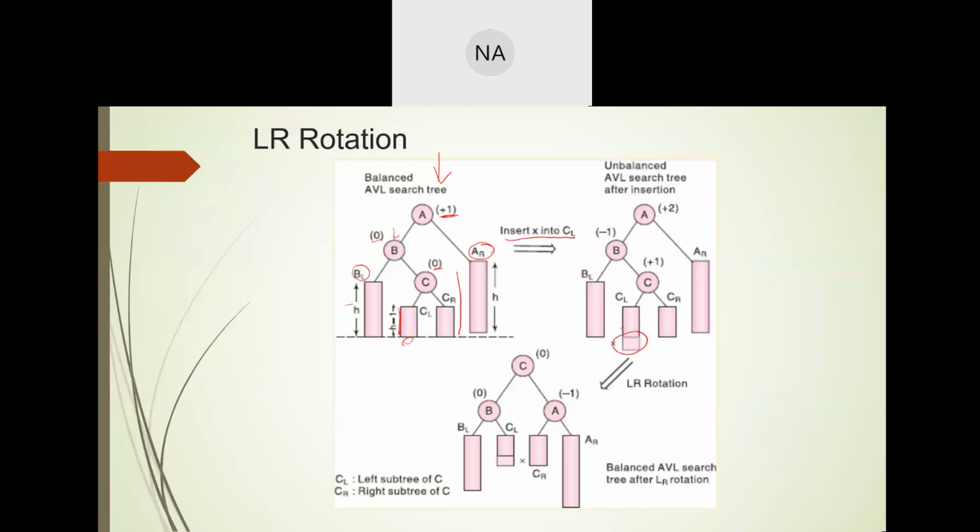So here X is inserted into CL. What is the position? First you identify node A. Node A is on the path from the inserted node to the root node, and its balance factor is not equal to -1, 0, or 1. So what is the path? This is the path from the inserted node to the root node, and these are the updated balance factors for all the nodes on this path. We have +1 for node C, -1 for node B, and +2 for node A.